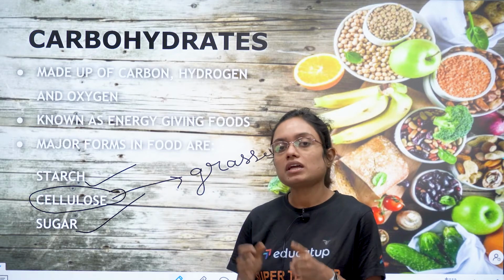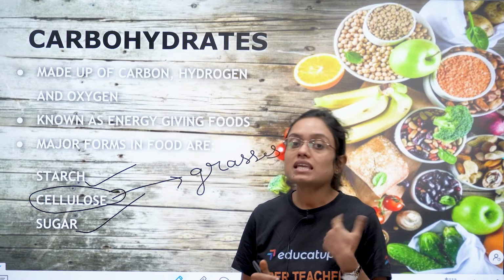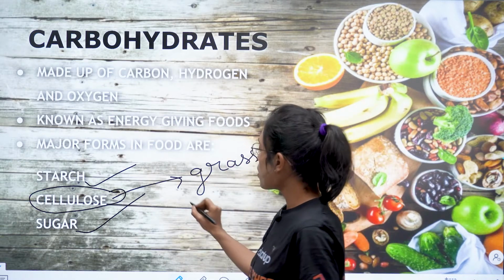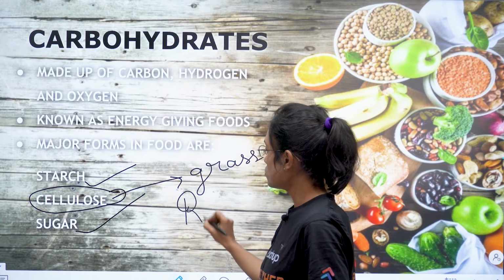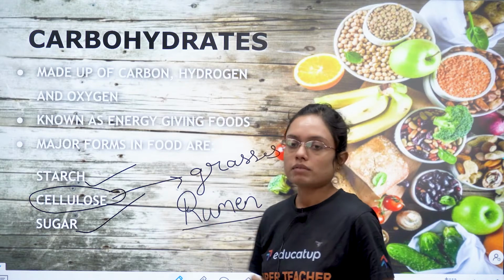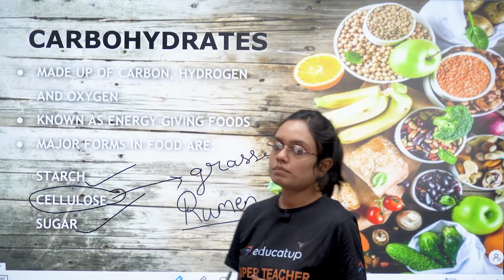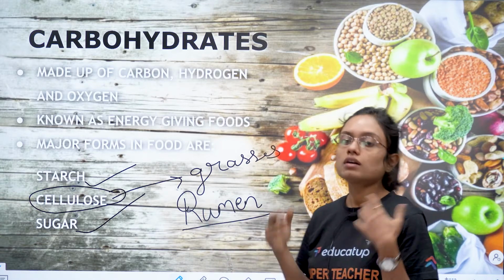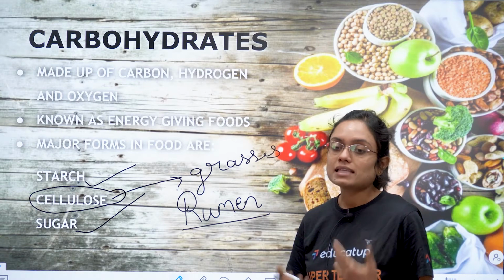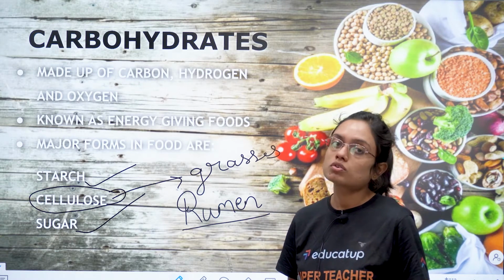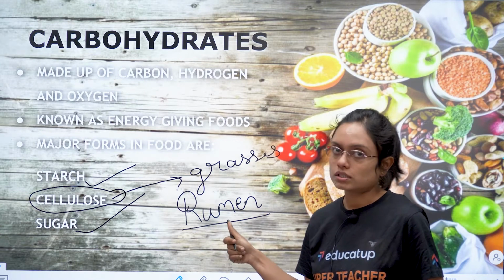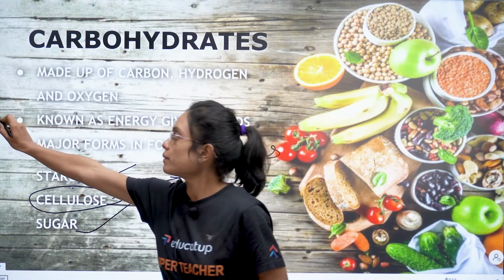So they have an ability to digest cellulose in their stomach because they contain a particular organ in their stomach which is known as rumen. And because of this rumen, they are able to digest the carbohydrates in the form of cellulose. And that is why these organisms are also known as ruminants, because of the presence of this organ. Now let's move ahead.